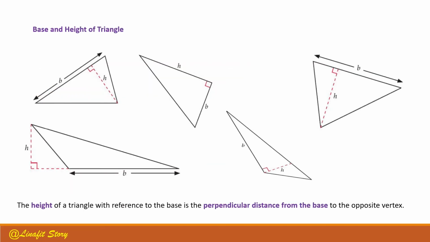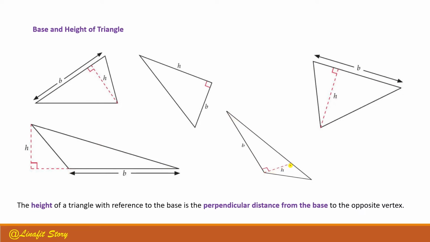Base and height of a triangle. Any side of a triangle can be its base. So for example, this is the base, here is the height. This is the base, this is the height. If this is the base, here is the height. If this is the base, here is the height, and then if this is the base, here is the height.